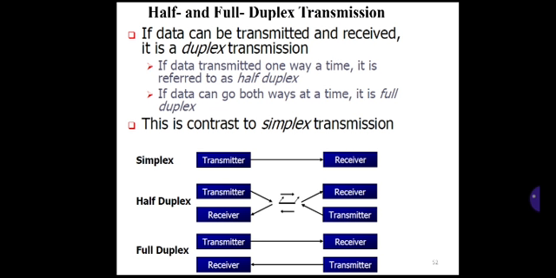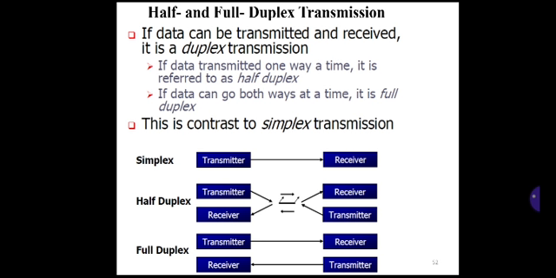For example, a printer, in which the computer sends the data to the printer. This is one-way communication, so the diagram is shown. Simplex: the transmitter transmits the data, the receiver receives the data. Only one-way communication from transmitter to receiver. The best example is a printer. The computer acts as a transmitter, and the receiver is nothing but a printer.